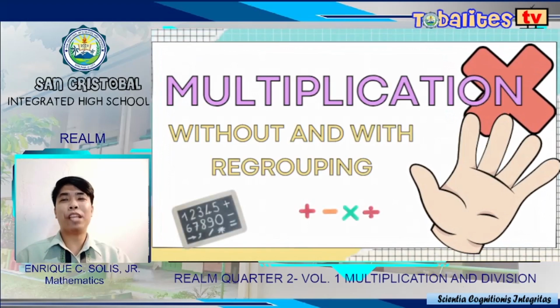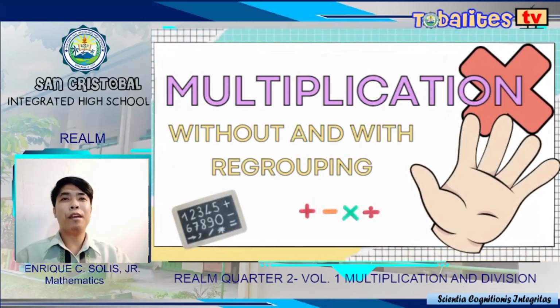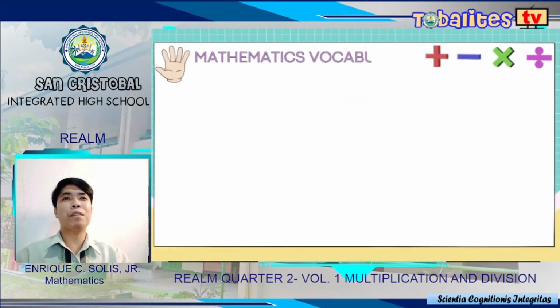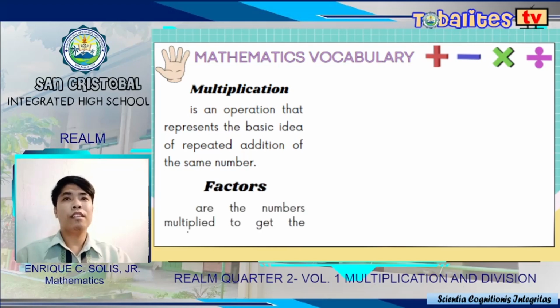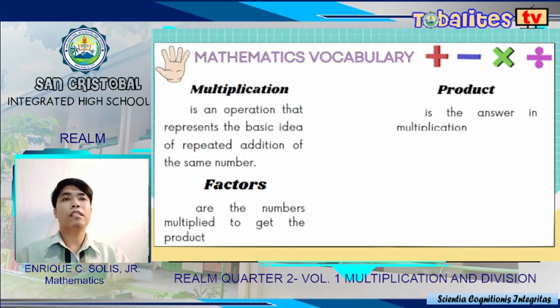Now let's have the multiplication without and with regrouping. But before that, let us have first the mathematics vocabulary. The first term is multiplication. It is an operation that represents the basic idea of repeated addition of the same number. Next is factors. These are the numbers that multiply to get the product. Third is product. It is the answer in multiplication. And the last one is times. It is the symbol for multiplication.